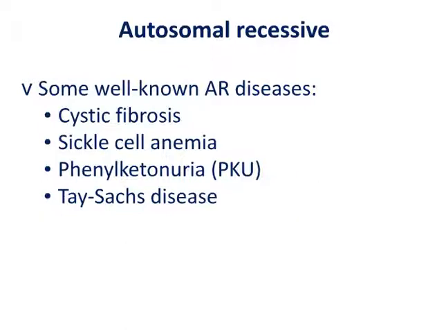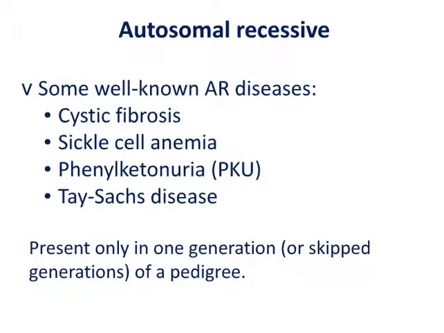With autosomal recessive disorders, affected individuals are homozygous, having inherited one disease-causing allele from each parent. The parents did not have the disease, but were carriers of the disease-causing allele. Examples of autosomal recessive disorders are cystic fibrosis, sickle cell anemia, phenylketonuria, and Tay-Sachs disease.